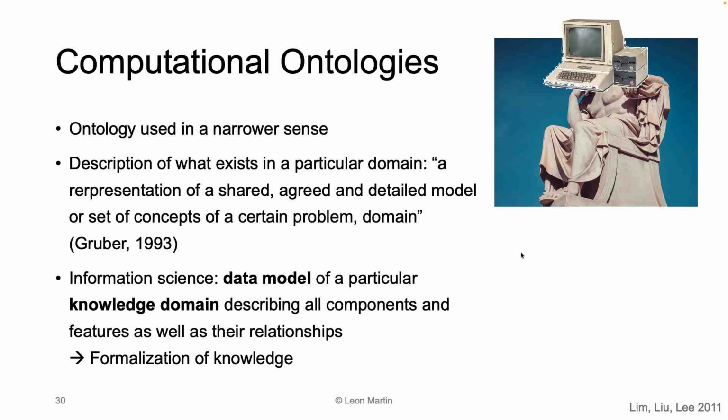In computational ontology, this is used in a narrower sense, but you can also see the parallels. It's a description of what exists in a particular domain. It's a representation of a shared, agreed, and detailed model or set of concepts of a certain problem and domain. So we have a data model, or basically a metadata model, of a particular knowledge domain, describing all the possible components and features as well as their relationships. This is the set of rules I was talking about. It's a rule set or a formalization of all the possible compartments of knowledge.